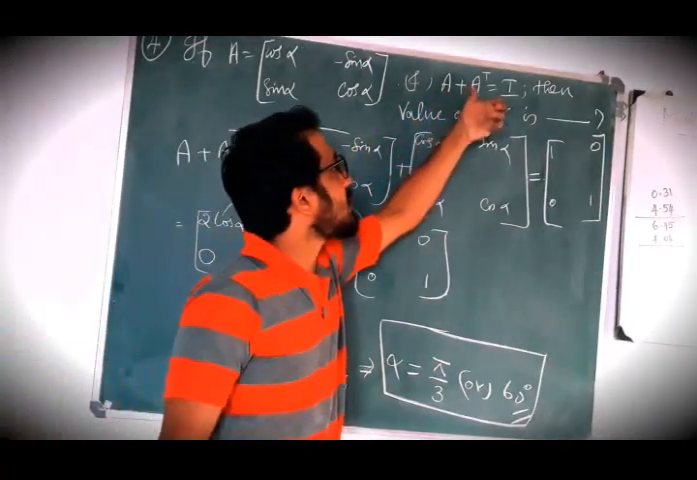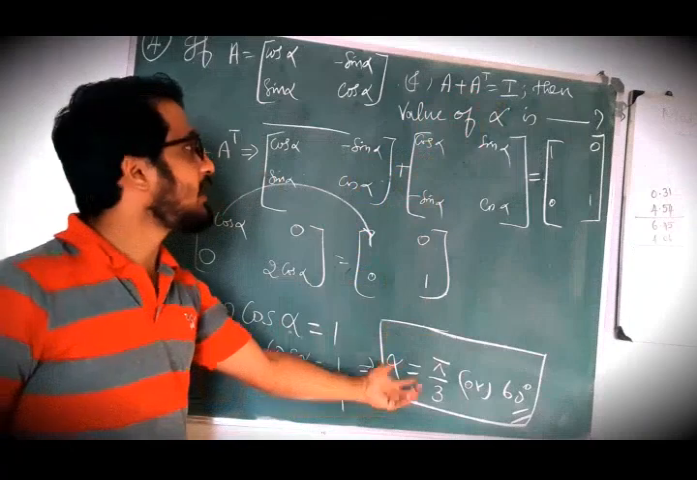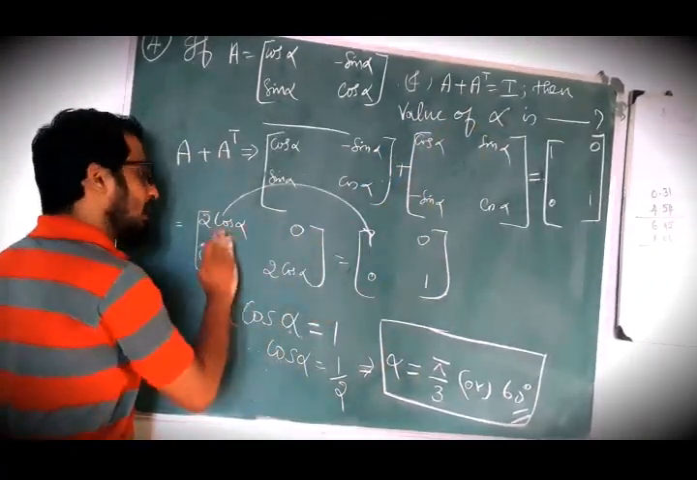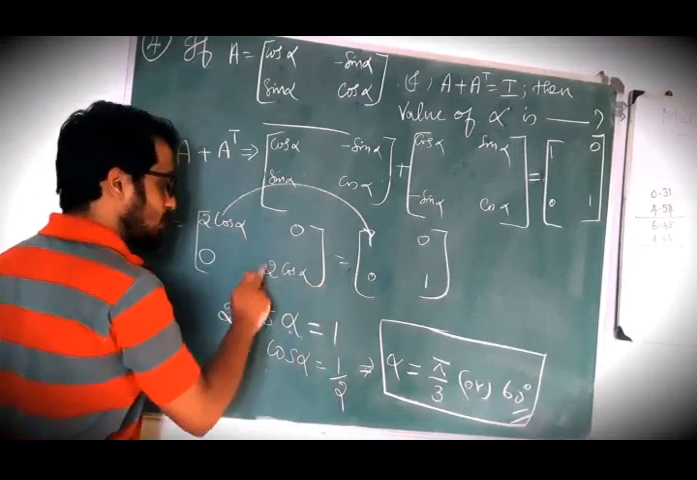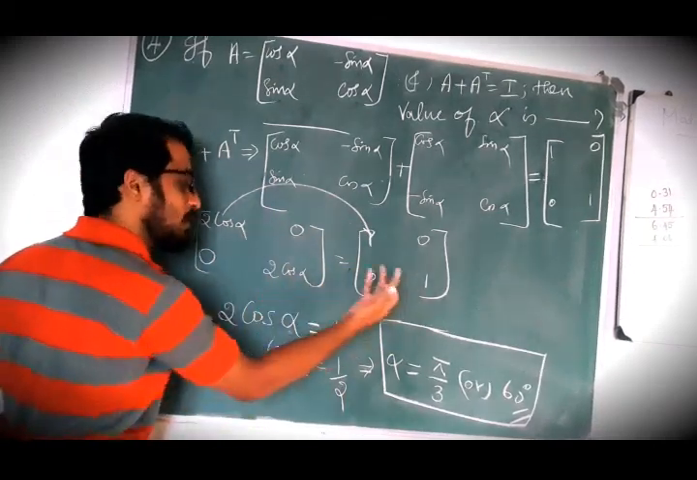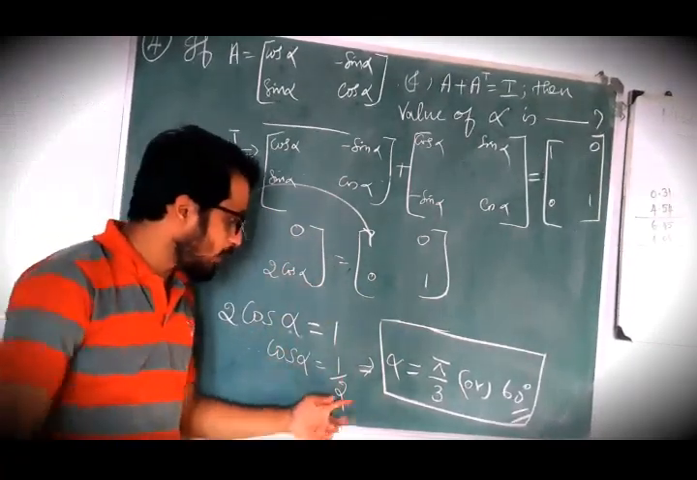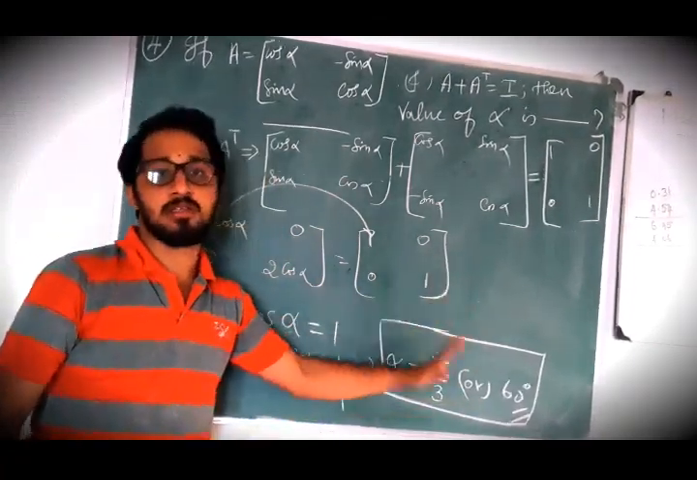Depending upon this A plus A transpose we are finding. A plus A transpose is equal to I, so that I can equate each element. Here, the remaining two elements are 0. So for the 2 cos alpha, I am going to take only this one. We can take 2 cos alpha is equal to 1. We get the same answer, cos alpha is equal to 1 by 2. Alpha is equal to pi by 3 or 60 degree. Is it clear?